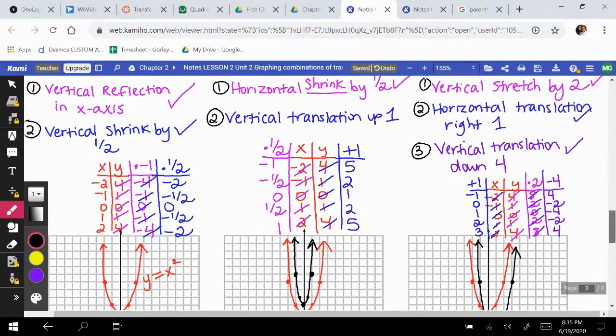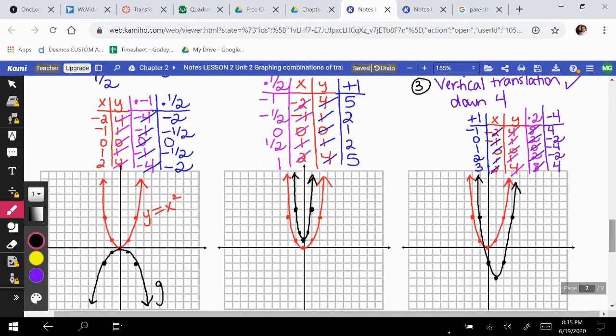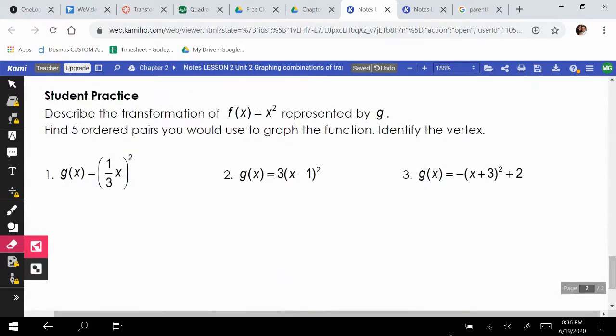Based on our transformations, it should look more narrow, to the right 1 and down 4, which it does look a little bit more narrow, just because normally I go up 1 over 1, and here I'm going up 2 over 1. So it's a little bit steeper or more narrow. And we did shift the vertex right and down. Okay, go ahead and try these on your own. You can pause and try these on your own.